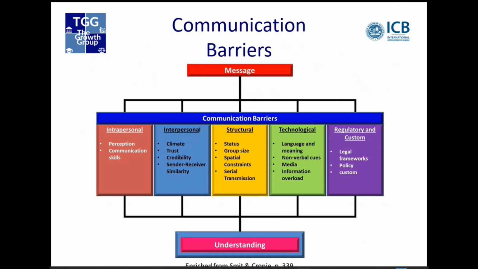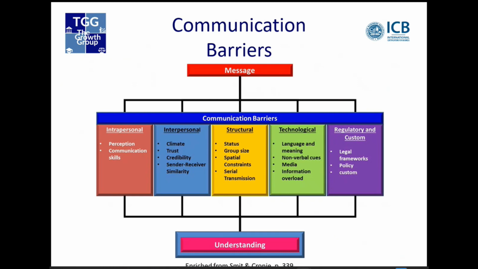Okay. On this last slide, it's just another slide that has classified the communication barriers a little differently. This time in terms of intrapersonal, interpersonal, structural, technological, and regulatory or custom barriers, where intrapersonal is now the perception and the communication skills of both the sender and the receiver. Interpersonal is the climate. That's not how hot or cold it is, but more how hot or cold the people are towards each other, whether they trust each other, whether they regard each other as credible, and how similar they are. Okay, the structural differences in this case can refer to status or group size or spatial constraints.